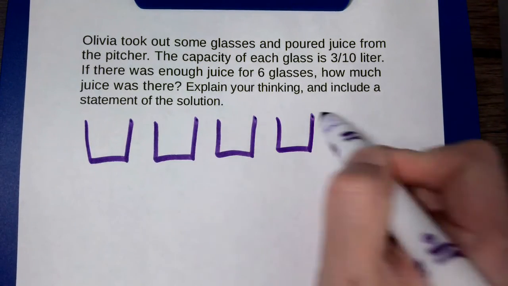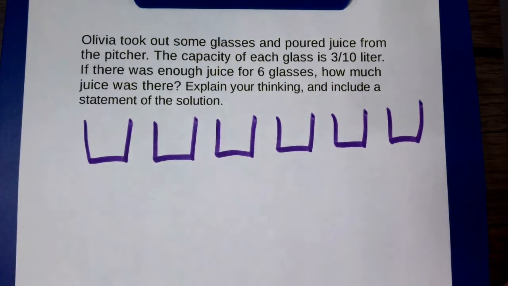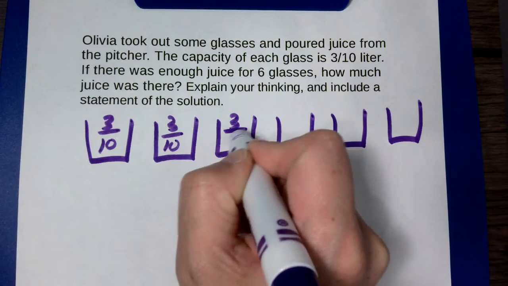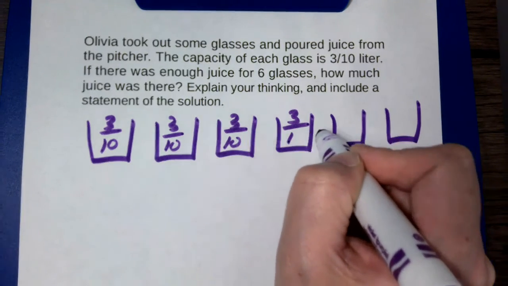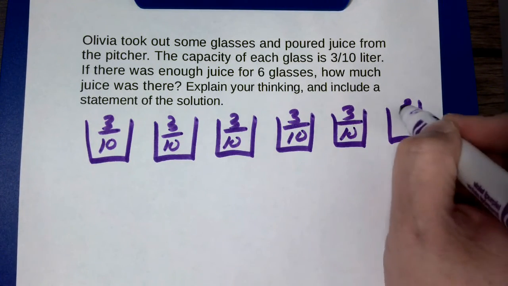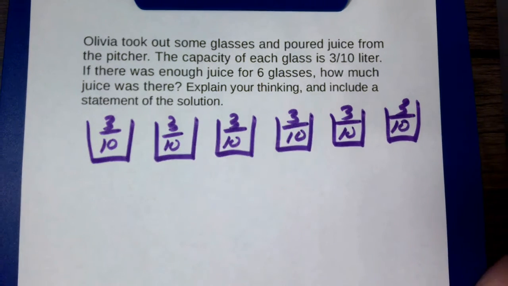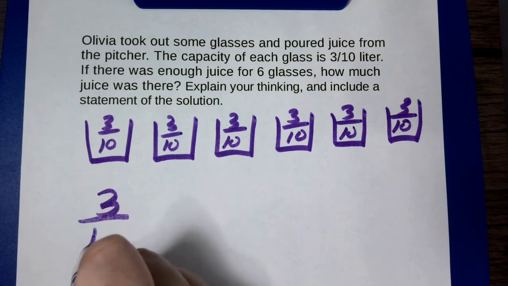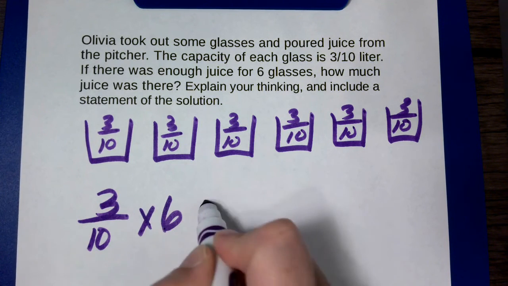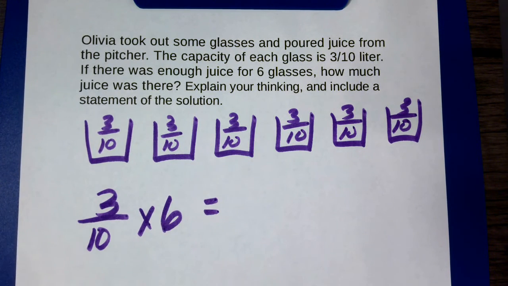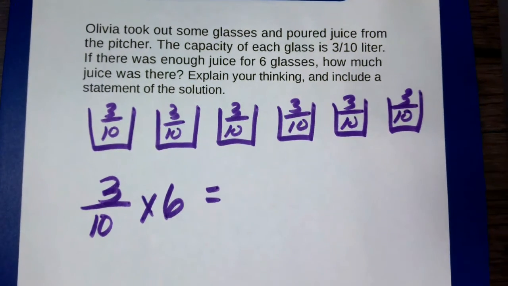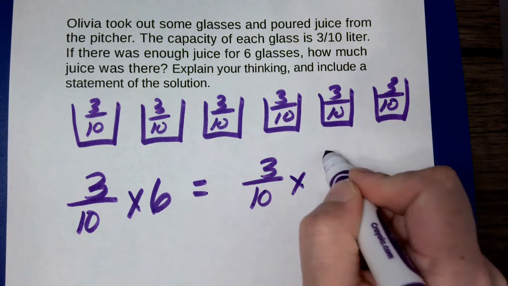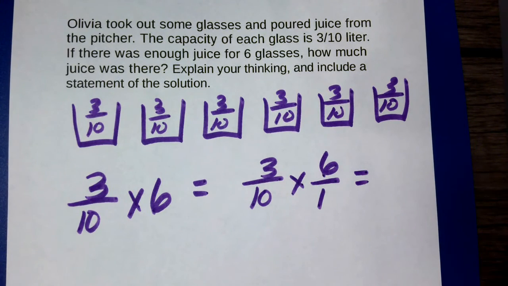6 glasses. And I know that each of these had 3/10 of a liter. Now, if I were in a younger grade, I might just add all those together. But what I'm going to do is multiply 3/10 times 6. This almost looks like the problem that we saw earlier in our warm-ups. So I'm going to rewrite it as 3/10 times 6/1, and I will get my answer.